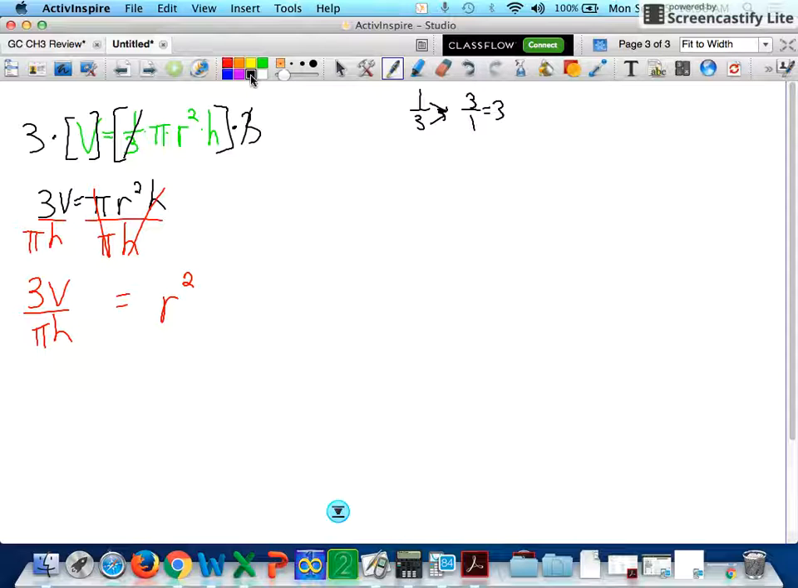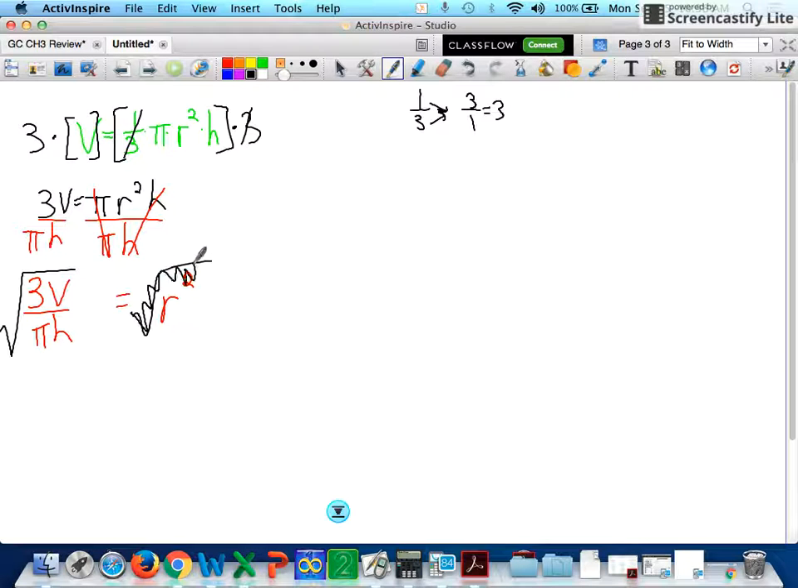Finally, we've got r squared by itself, and this is the last step you need to take. You always need to get r squared by itself, and then take this very last step. And to remember it, I ask myself, just like all the other problems, what undoes this squared piece? Well, what undoes it is a square root. So we square root both sides.